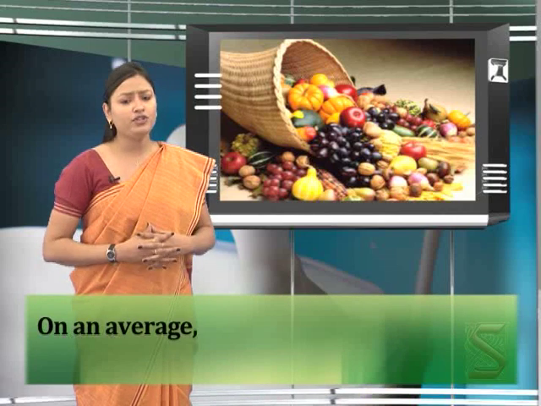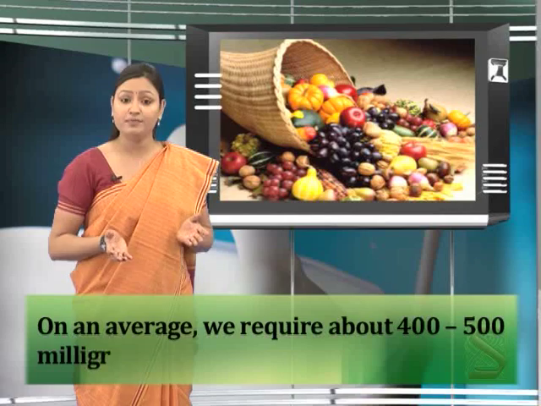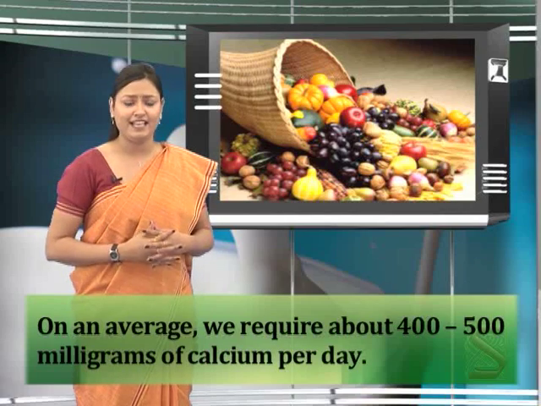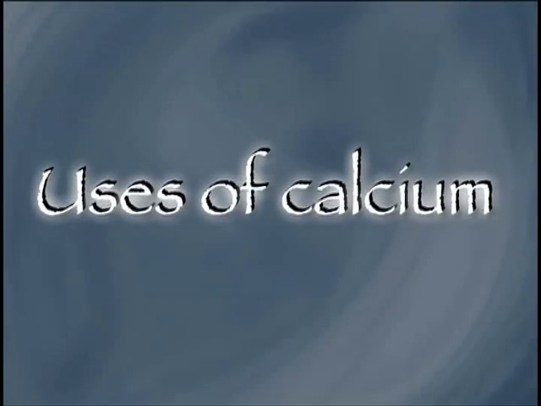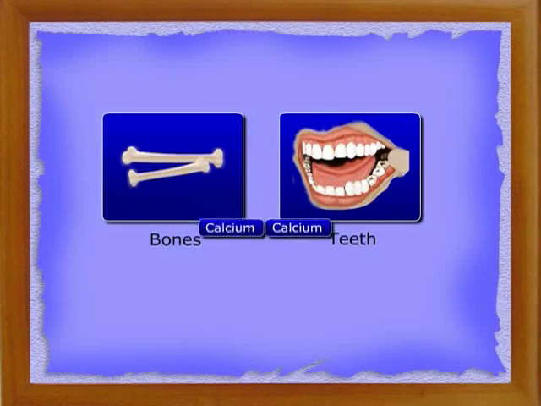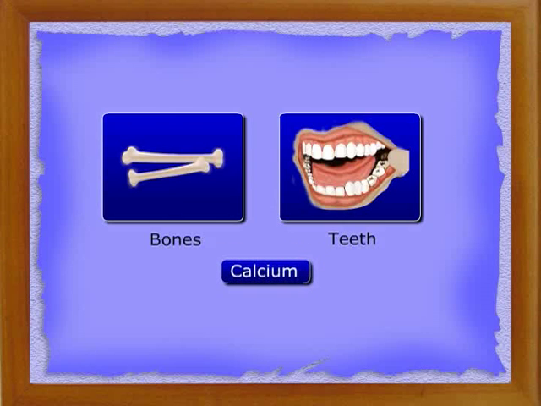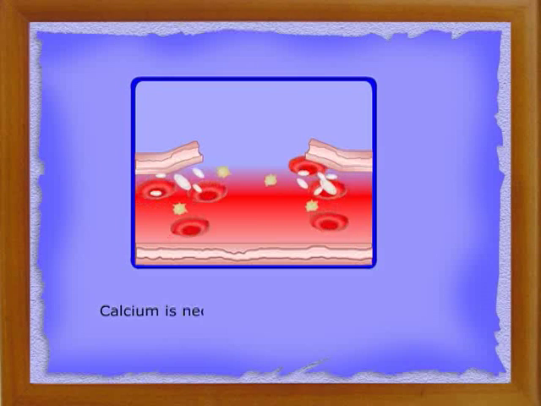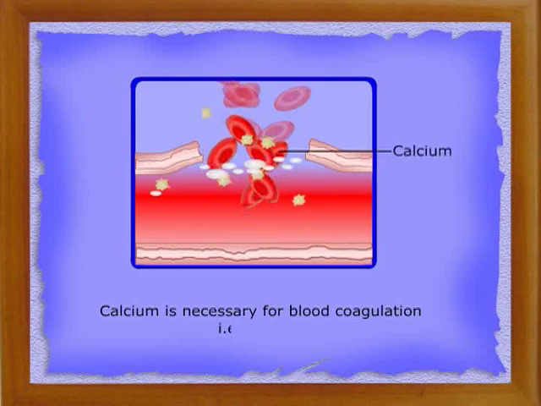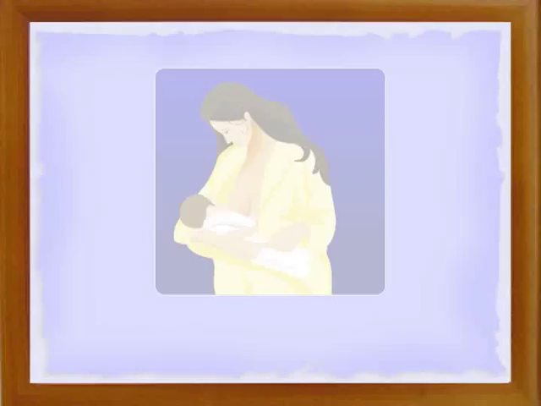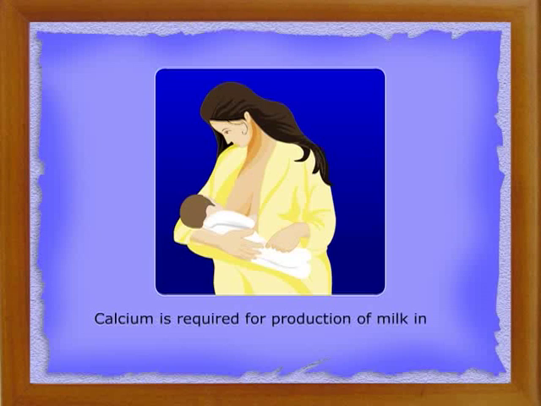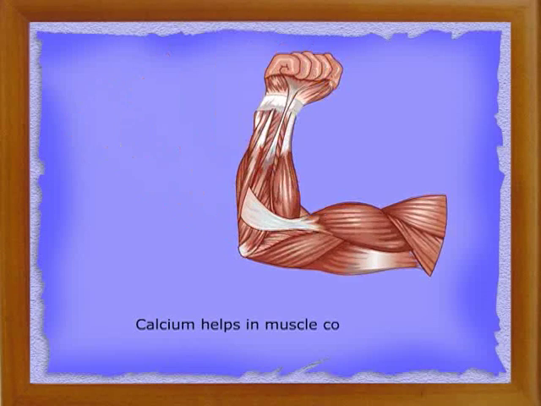On an average, we require about 400 to 500 milligrams of calcium per day. Let us see the important functions of calcium. Calcium is required for formation of bones and teeth. Calcium is necessary for blood coagulation, that is clotting. Calcium is required for production of milk in lactating mothers. And calcium helps in muscle contractions.